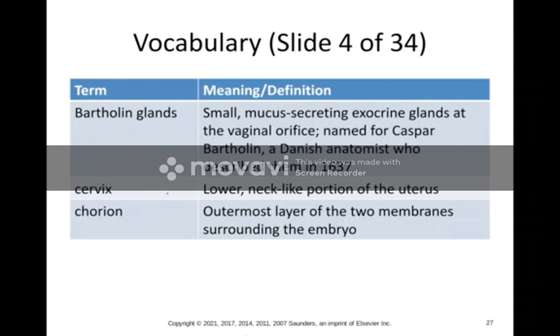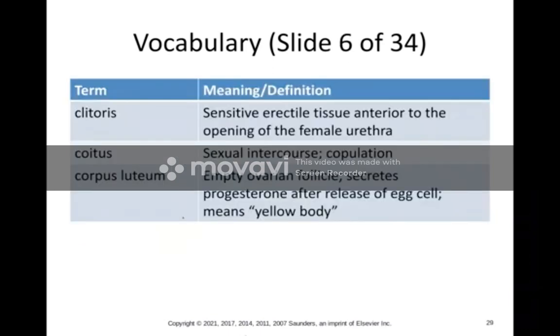The cervix is the lower portion of the uterus that kind of looks like a neck. Chorion is the outermost layer of the two membranes surrounding the embryo. Clitoris is sensitive erectile tissue that's anterior to the opening of the female urethra. Coitus is sexual intercourse, also known as copulation. Corpus luteum is the empty ovarian follicle that secretes progesterone after the release of the egg cell. And this actually means yellow body. Corpus is body, right? Luteum is yellow.